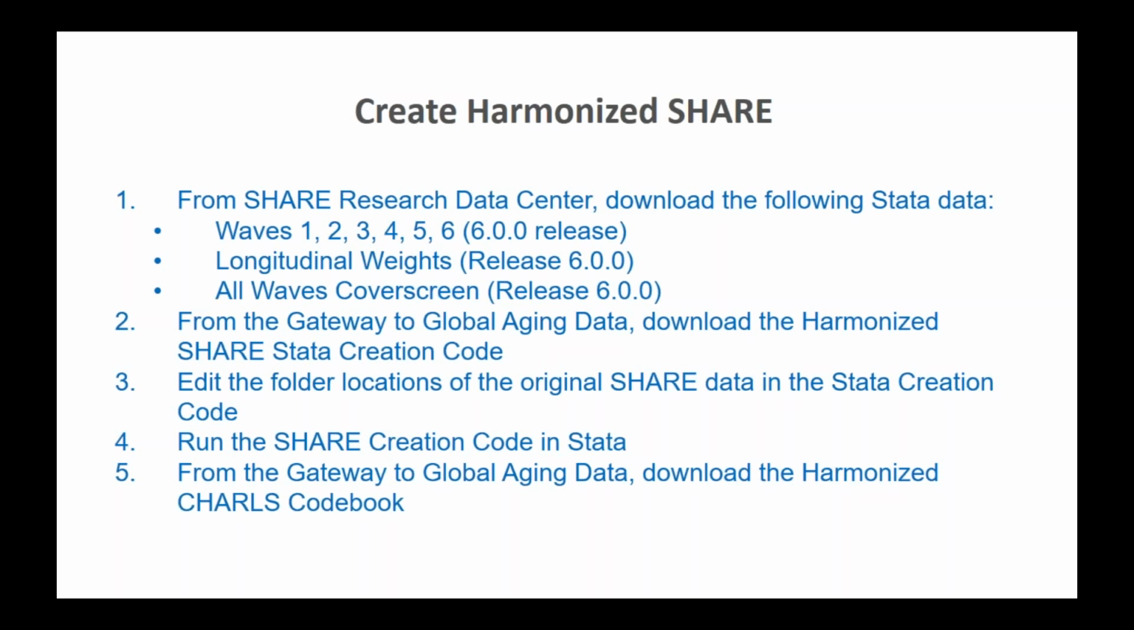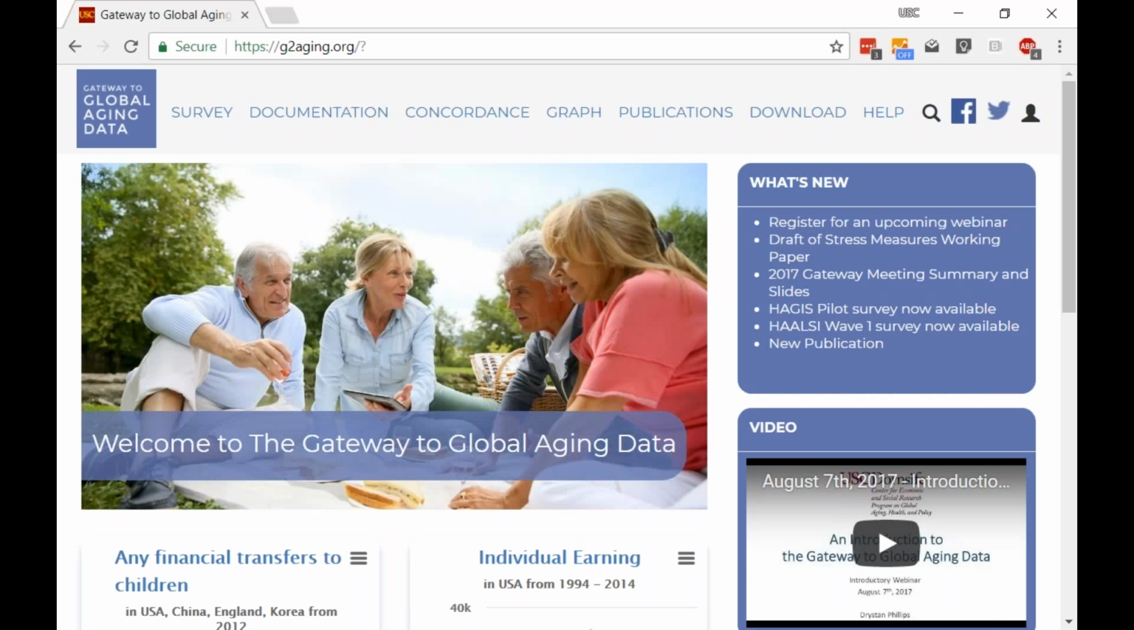Inside the Stata creation code, you would open that up. It's a Stata file. You just have to edit 2 lines of that to list where you stored the SHARE data you downloaded. You run that once in Stata, and then you'll have the dataset. So you only have to do that process once. You can also download the harmonized SHARE codebook from the Gateway to Global Aging Data. So let's quickly look at our website.